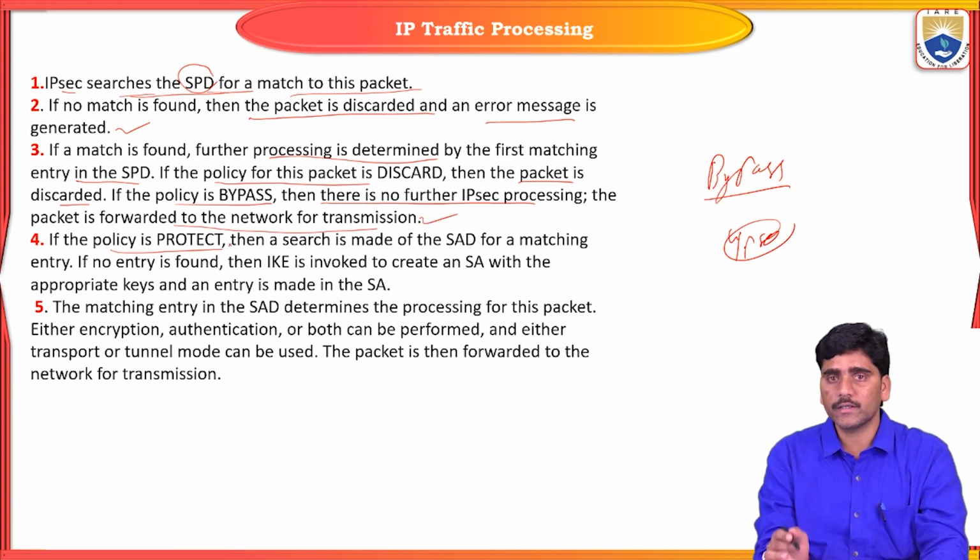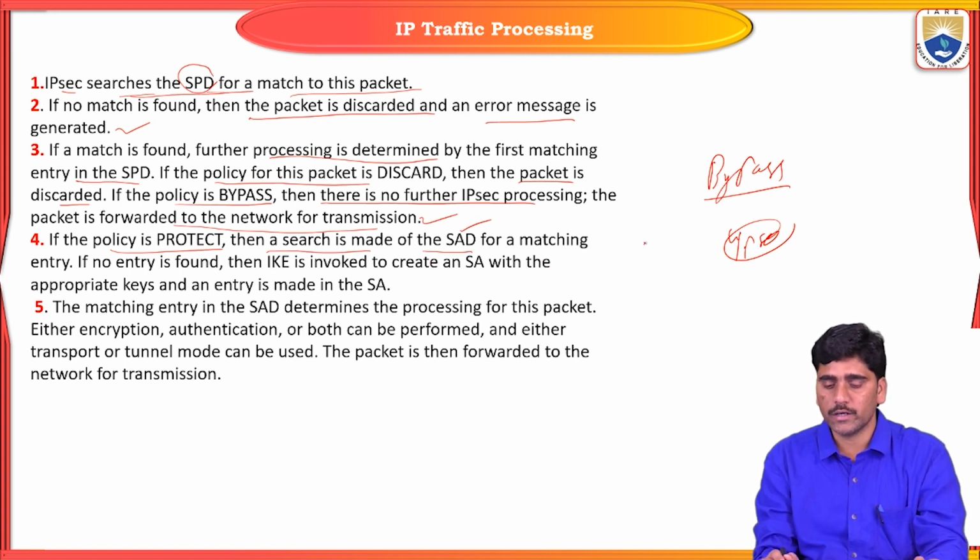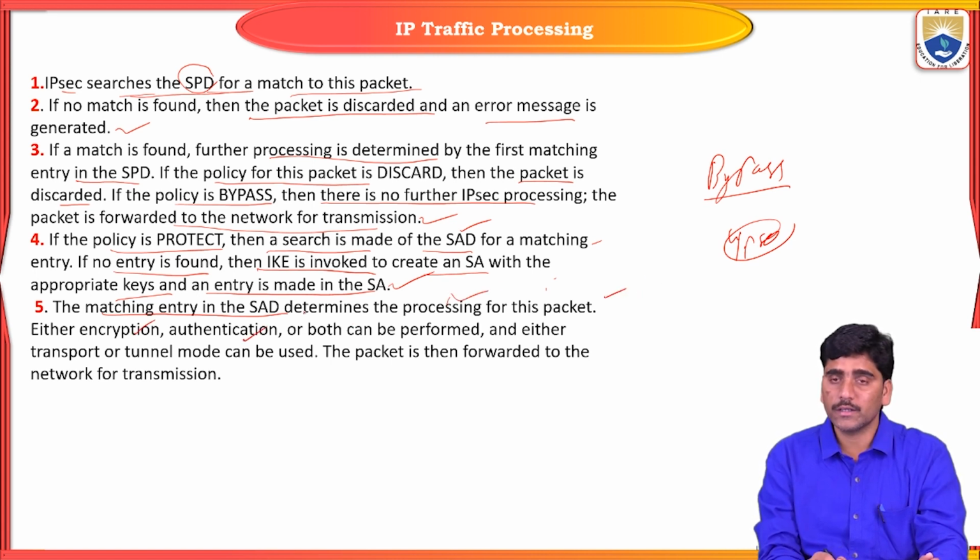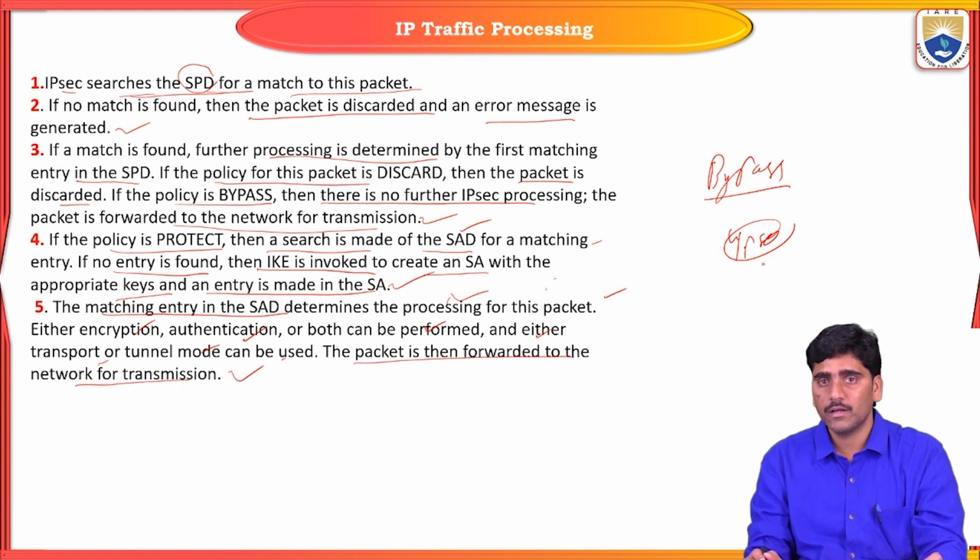If the policy is protect, then a search is made of the security association database for a matching entry. If no entry is found, then IKE is invoked to create an SA with the appropriate keys and an entry is made in the SAD. The matching entry in the security association database determines the processing for this packet. So either encryption, authentication or both can be performed, and either transport or tunnel mode can be used. The packet is then forwarded to the network for transmission.